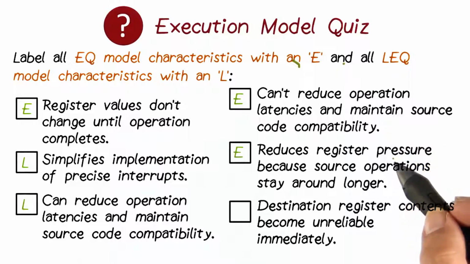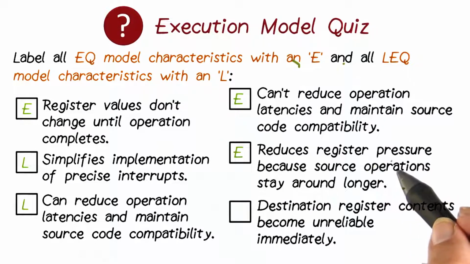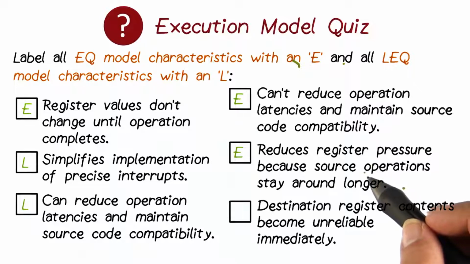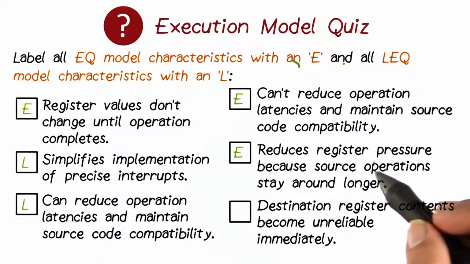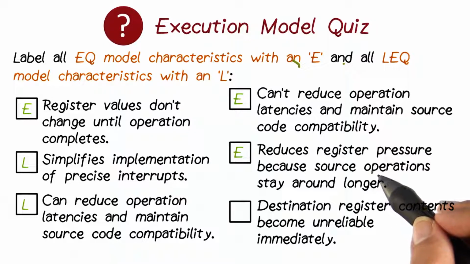What about register pressure? That is, demand for registers at a given execution point in the program. Which model reduces it? Is it EQ or is it LEQ? Well, the answer is it is the EQ model which reduces the register pressure because the source operands stay around longer. So the longer duration of the operand staying, how does it reduce the register pressure? Well, because that operand is available for longer in the original register, it can be reused by many instructions before it goes away, and therefore many dependent instructions can execute on that particular register.